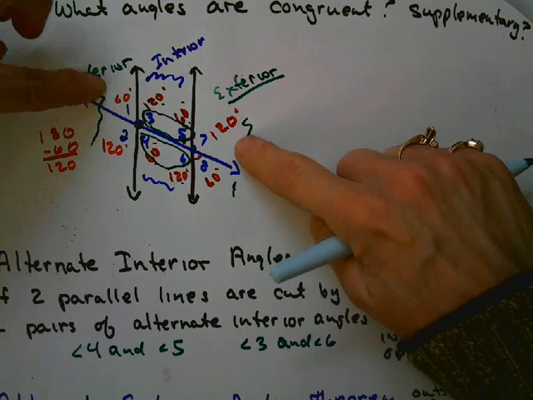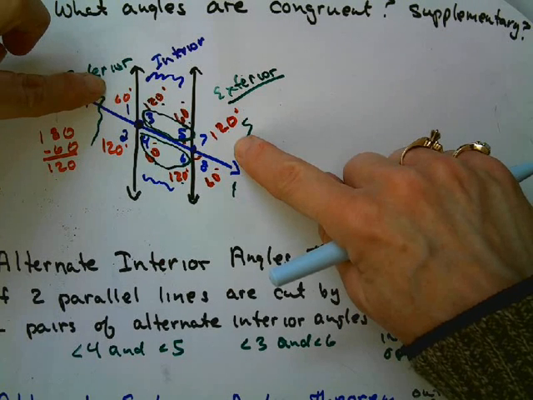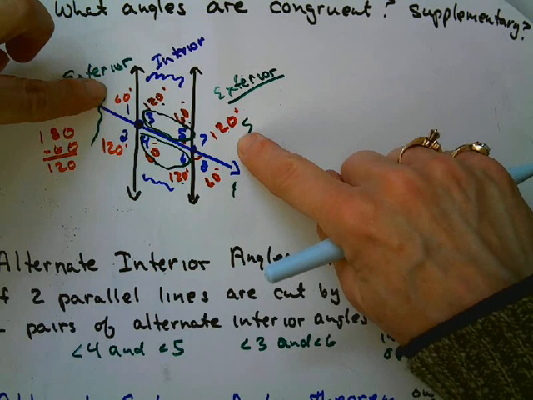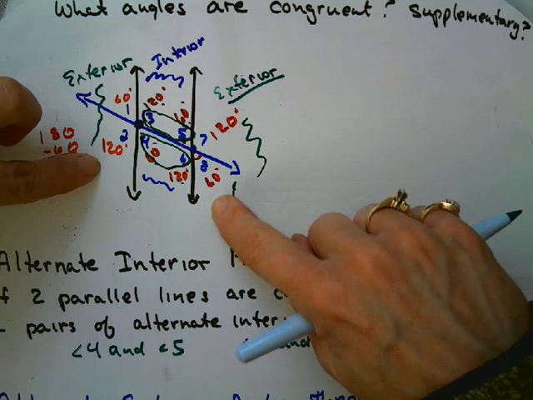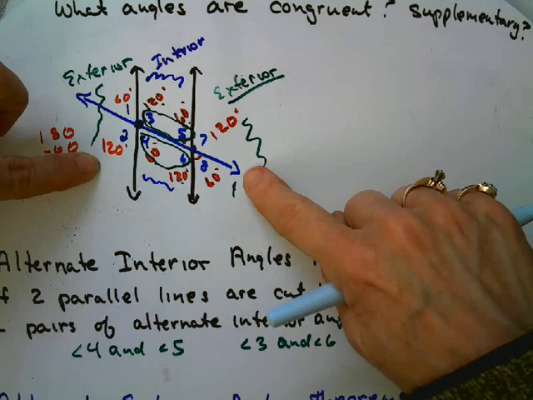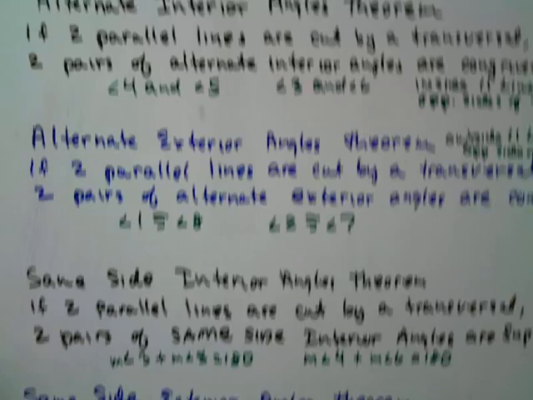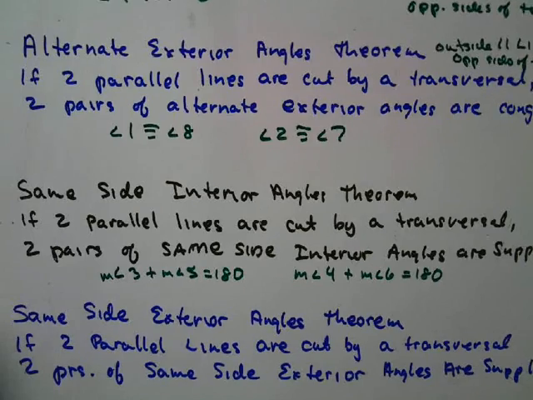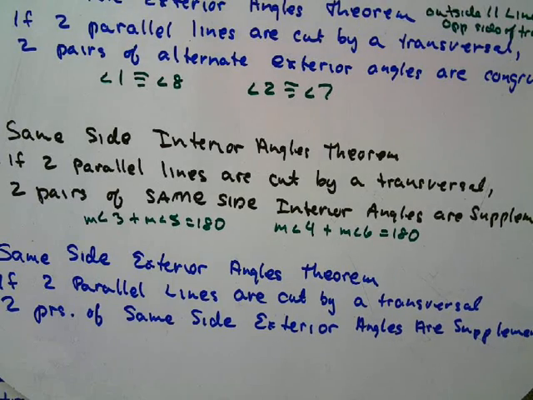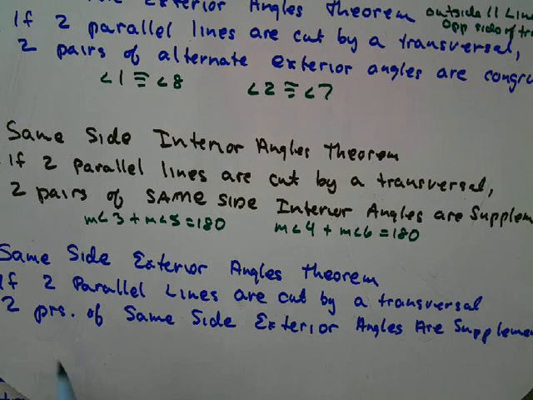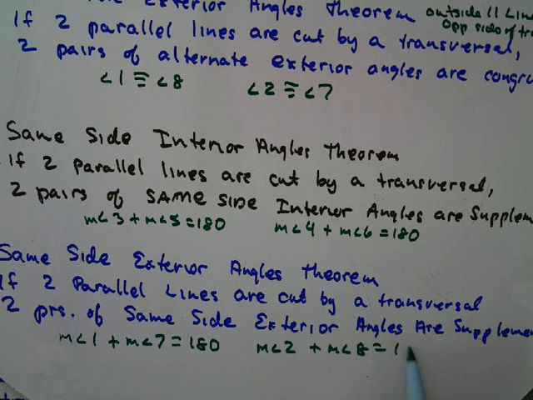Same side exterior angles. Outside the parallel lines, there's a 60 and a 120. They're supplementary. Same side exterior angles, 120, 60. They're on the same side of this transversal. Supplementary. So, your last theorem. Same side exterior angles. If two parallel lines are cut by a transversal, the two pairs of same side exterior angles are supplementary. The measure of angle 1 plus the measure of angle 7 equals 180. The measure of angle 2 plus the measure of angle 8 equals 180.